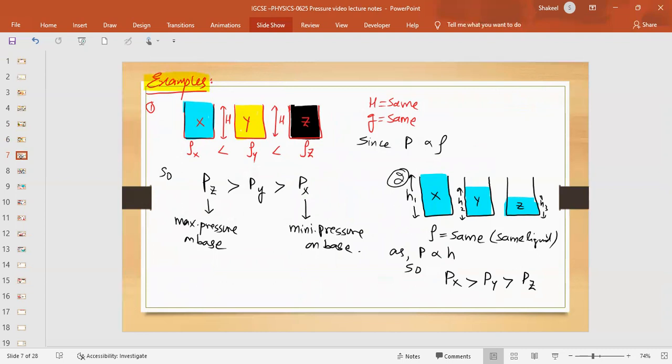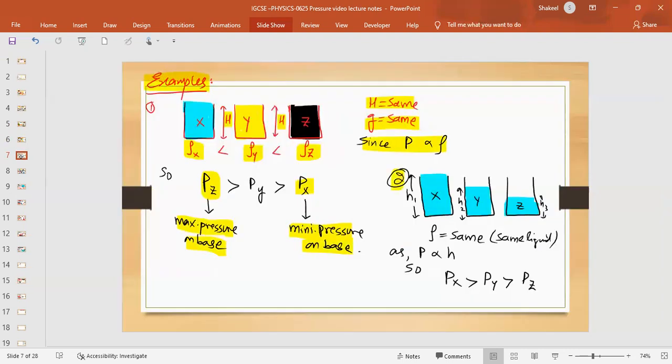Well, there are three containers, X, Y, and Z, and three of them are filled with different liquids. Liquids of different density, like for X, the density is rho X, for Y, it is rho Y, and for Z, it is rho Z, and rho Z is having the greatest density. Well, the height is same for all, G is same, and you know that pressure is directly proportional to density. So as the liquid Z, the black one, is having the higher density, that's why its pressure will be maximum on the base. And as the liquid X is having the least density, so its pressure will be minimum on the base.